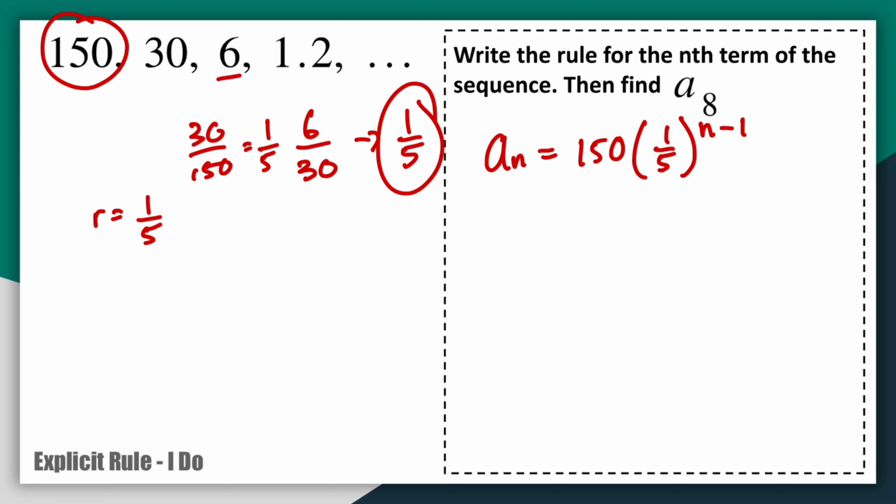Unlike the arithmetic sequence, where you had to simplify after, this one is already in the simplest form.